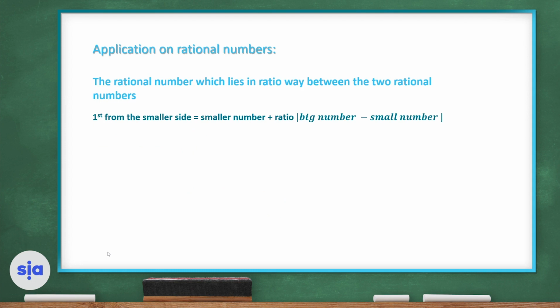The rational number which lies a ratio of the way between the two rational numbers, we have two cases. First, from the smaller side. So we get it by the smaller number plus the ratio multiplied by the big number minus the smaller number. What if it's from the bigger side? So the bigger number plus the ratio times the bigger number minus the smaller number.